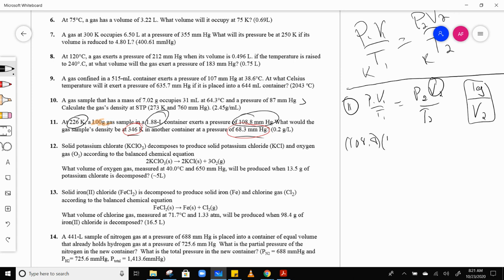The original volume is 1.88 liters. Don't forget that's liters, not milliliters now. And then our original temperature is 226. Okay. And our second pressure is 68.3 millimeters of mercury. So we already have the correct units. Our new volume, we don't know. Okay. And then our new temperature is 346 K.